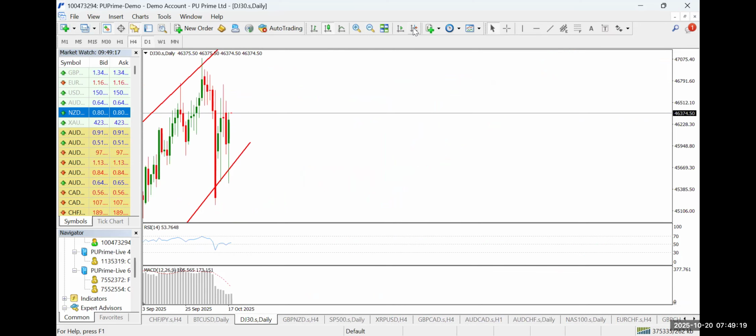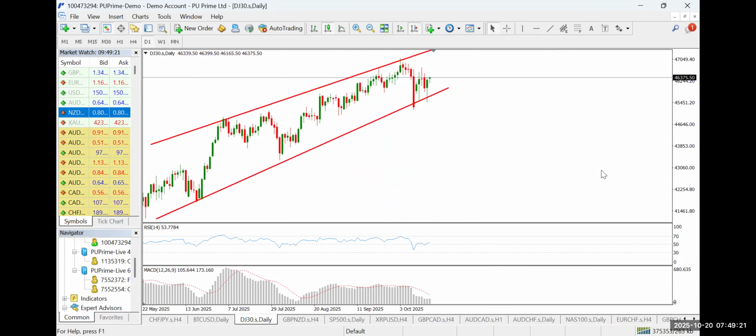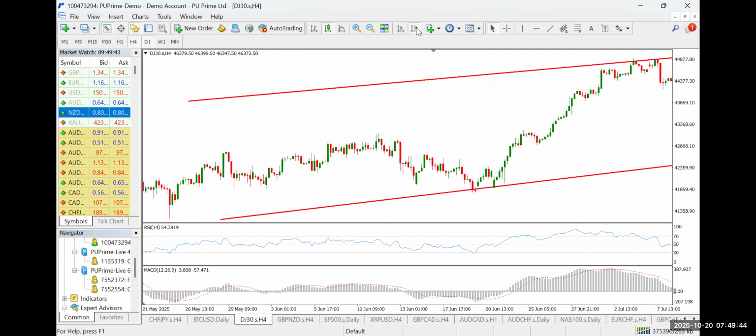All right, so this is the DJ30. DJ30 is the Dow Jones. And the overall trend is bullish. Price is making a series of higher highs. And the previous candle here is a rejection candle on the daily time frame. Technically, we may be expecting a further breakout to the upside. But then let's look out for entry on a lower time frame.